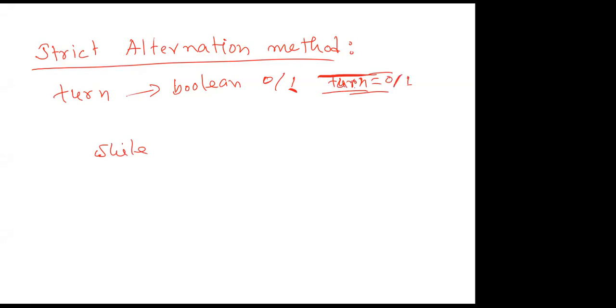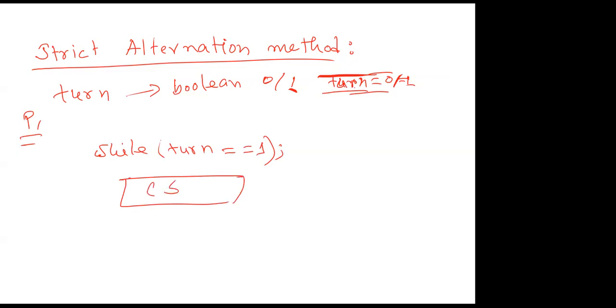The code is: while turn equals 0 or 1. Initially, let's say turn is 0. So the first process, let's say this is process P1. I mentioned that you can apply this for a two process system. At first, it will check whether turn equals 1 or not. If it is 1, then process P1 will execute this while loop. Otherwise, it will enter the critical section, and in the exit section, it will make turn equal 1. This is the code for P1 using the turn variable.